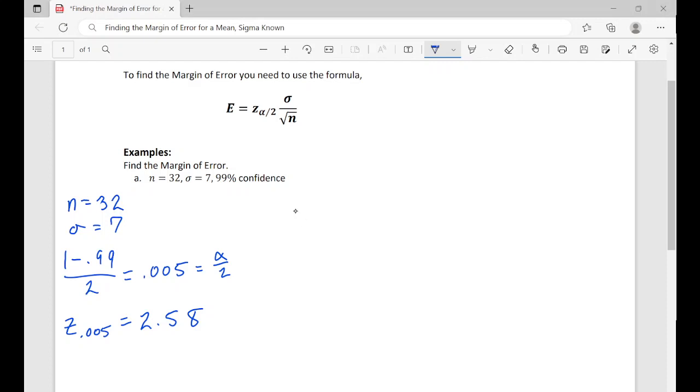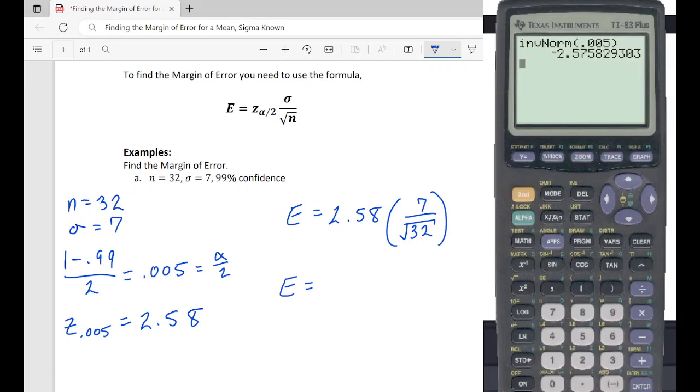Once we have that, we have everything we need and we can find our margin of error. So our margin of error is going to be 2.58 times sigma, which is 7, over the square root of n, which is 32. And we're just going to run this through the calculator so we can get the margin of error. So when we do that, we're going to end up having 2.58 times 7 divided by the square root of 32. And then we're just going to hit enter.